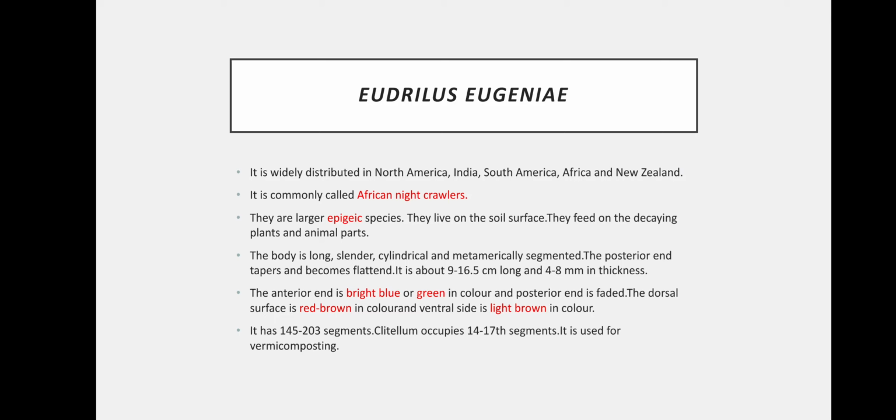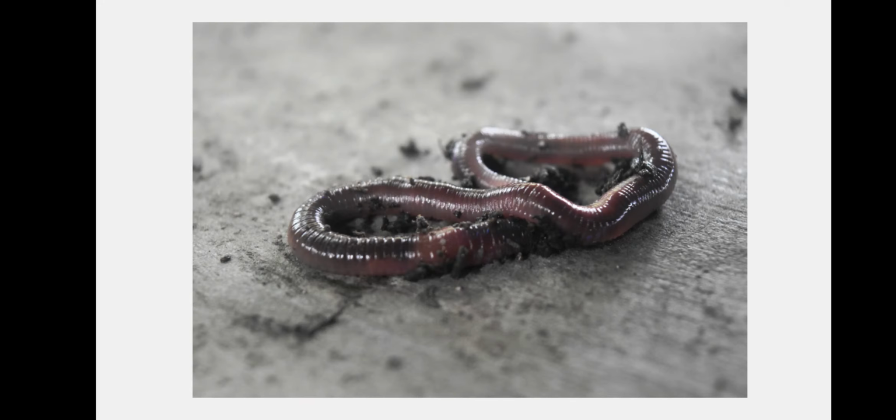Bright blue or green in color on the dorsal surface of the anterior end. The posterior end is much faded. The dorsal surface is red brown and the ventral side is light brown. 145 to 203 segments are present. The clitellum is in the 14th to 17th segment. So this is Eudrilus eugeniae, the extensively used species for the vermicompost technique.